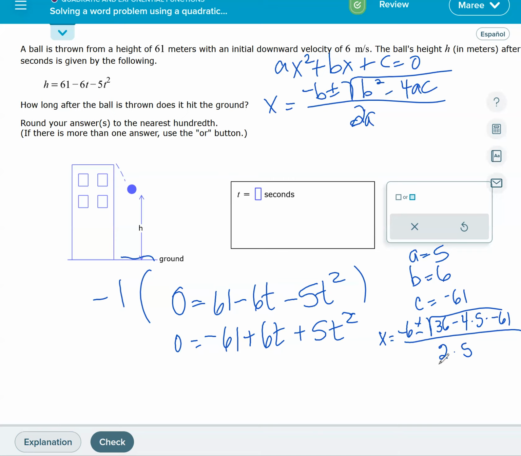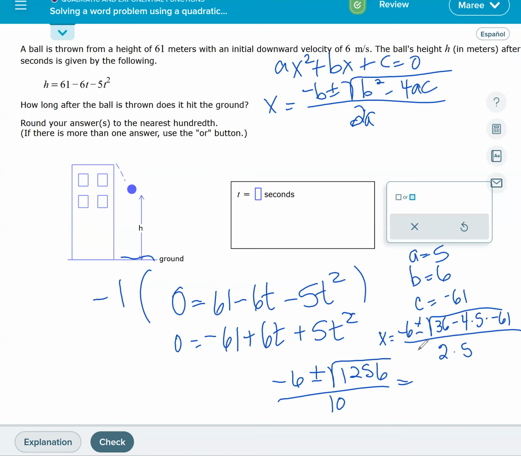So when we solve what's under the square root, I have 4 times 5, which is 20, times -61. So -1,220. And when we do 36 minus that -1,220, we have 1,256. So we have -6 plus or minus square root 1,256 all over 10. Now, PS, you can just put this whole thing into your calculator.